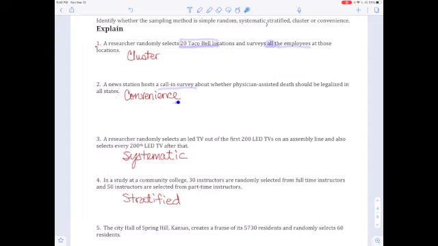Number 2, a news station hosts a call-in survey about whether physician-assisted death should be legalized in all states. That's just convenient because it's call-in, and then whoever didn't answer or whoever didn't get a chance to be called, you don't get their idea. So that's not quite the best survey, because a lot of times the people who are older are going to be the ones on the phone if the telemarketer is calling in the morning.